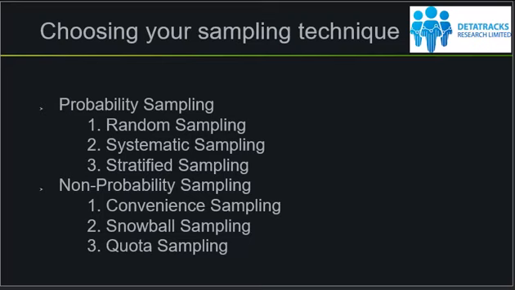Now, for the non-probability sampling technique, the sample is constructed with no probability structure. The selection is not randomized, so the resulting sample is not fully representative of the target population. There are three main non-probability sampling methods. That is convenience sampling, snowball sampling, and also quota sampling.